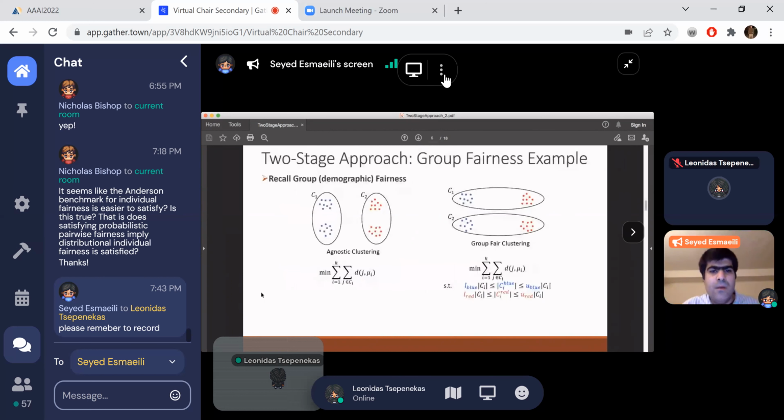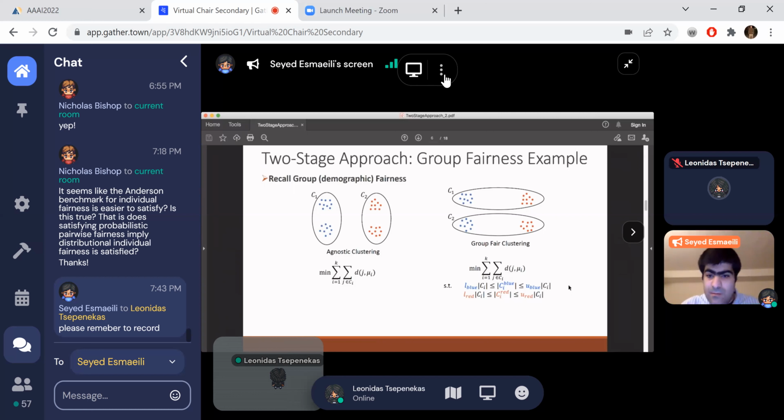Okay, so we will consider as a concrete example, like we said, group or demographic fairness, where every cluster is supposed to mix points of different colors. On the left, we have the agnostic clustering, the clustering which doesn't take fairness into account. We're just minimizing the k-median objective, and you might end up with clusters that look like this. They don't mix the colors. On the right, we have the group fair variant, where we again have the same objective. We're minimizing the clustering cost, but we have this constraint, which tells us to mix points of different colors in each cluster.